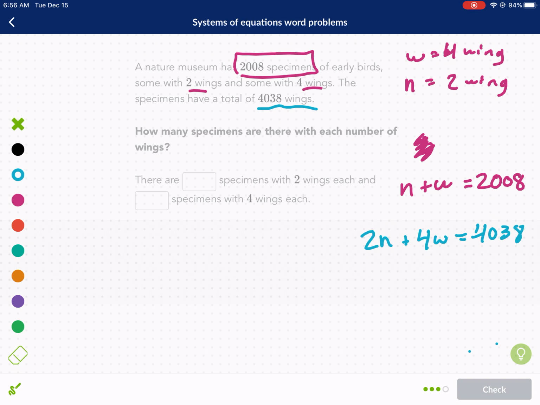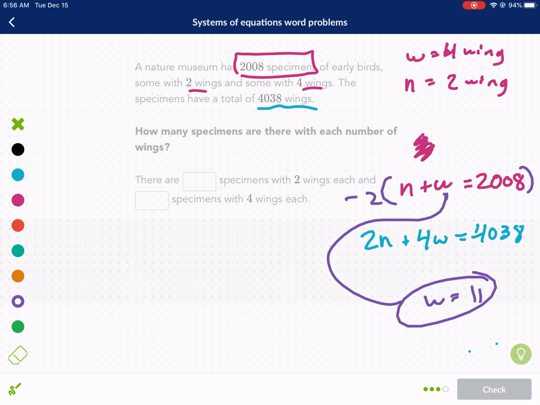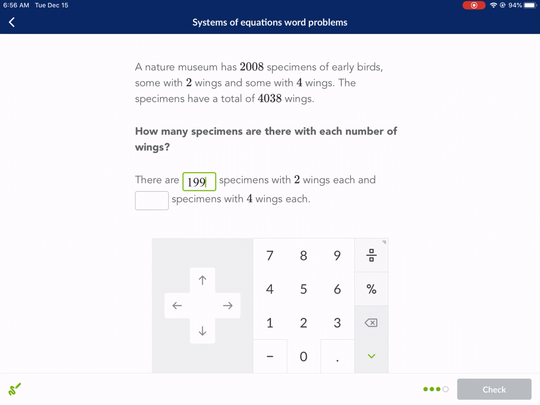As you solve this, I would recommend, by the way, to multiply this by -2 and then use system of equations. Once you do that, you're going to solve for W first, and you get W equals 11. And then once you do that, you plug it back in, and strangely enough, there's lots of normal winged birds. How many normal winged birds are there? Once you plug this back into the equations, and then you solve, you get N. What do you know? I'm doing the last one. I said I wasn't going to. N equals 2,008 minus 11, I think it's 1997. Okay, so 1997 for 2-winged birds, and then 11 for these weird 4-winged birds.